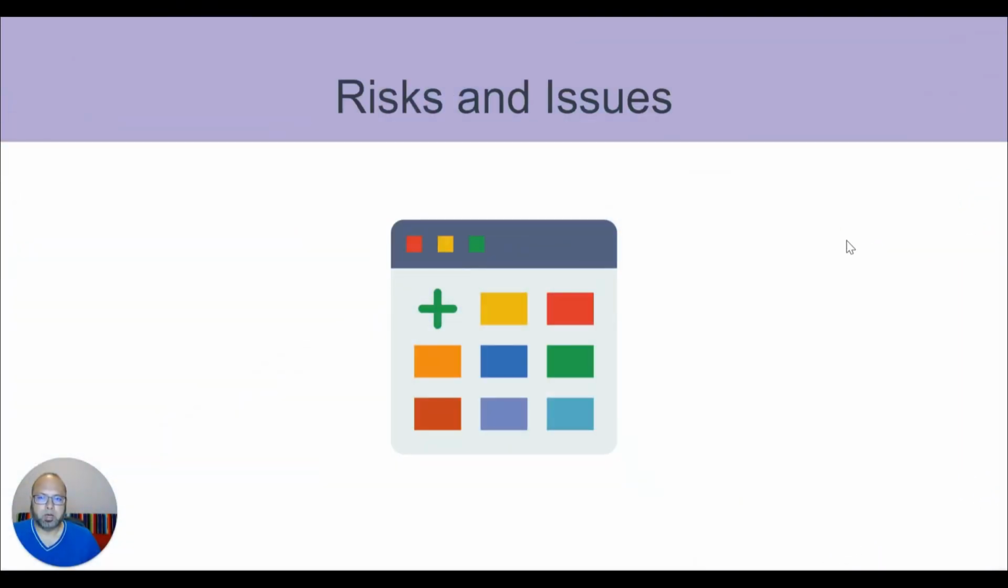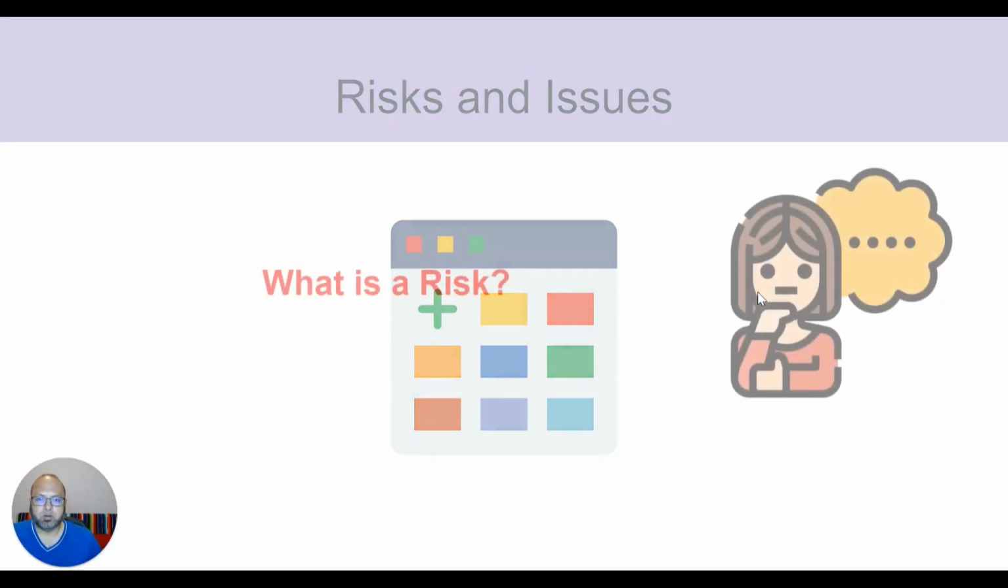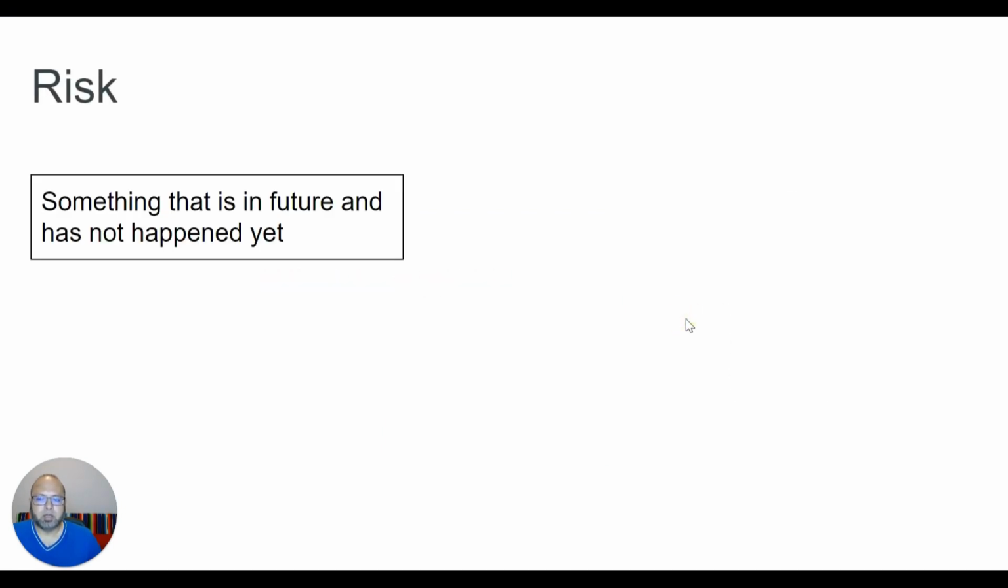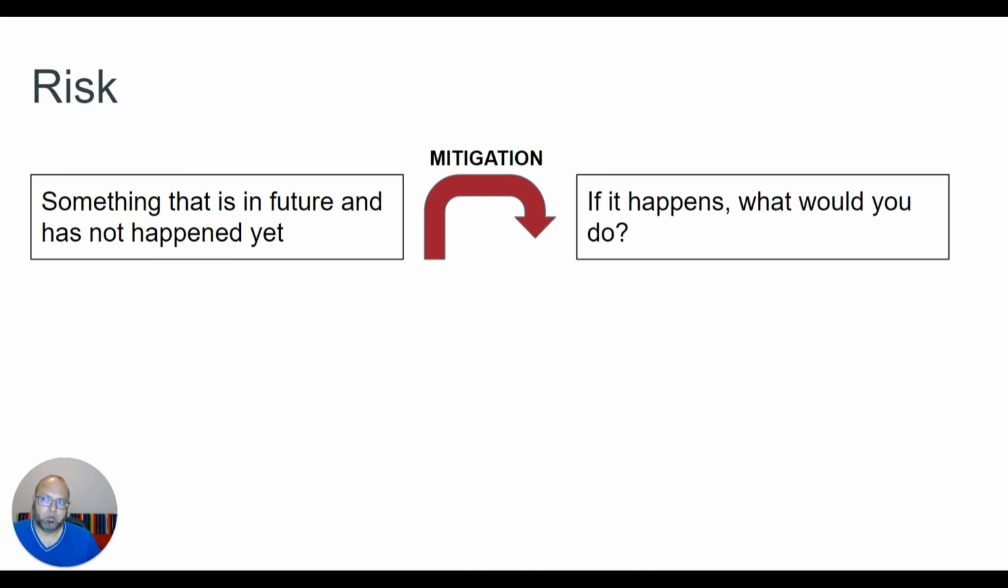So let's talk about risks and issues. The fundamental part of project management is managing risks and taking care of the issues. So what is a risk? A risk is something that has not happened, it's in the future, and you are just mitigating that. If it happens, what would you do?